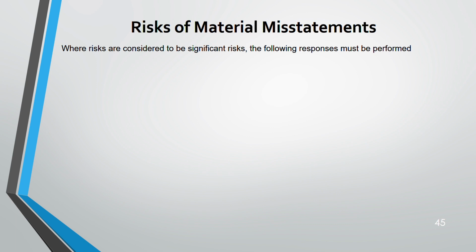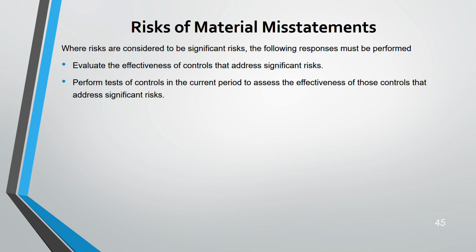Once a significant risk has been identified, then comes the response. How do you respond to it? Number 1, you evaluate. You have to give these responses in your exam also. Evaluate the effectiveness of controls that address the significant risk. How effective is your control? Second, perform tests of control in the current period so that you know how effective your control is.